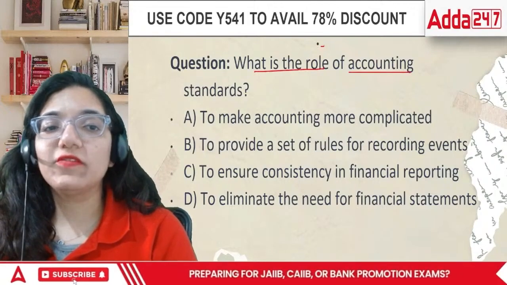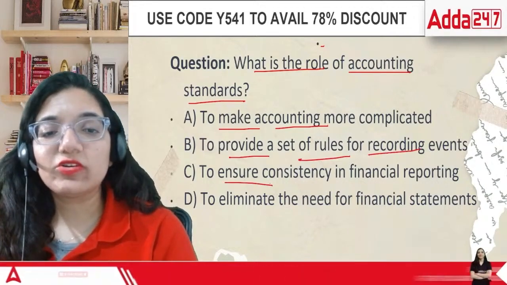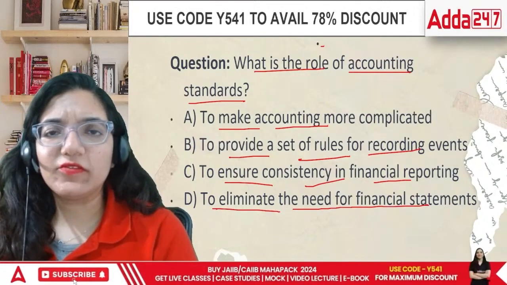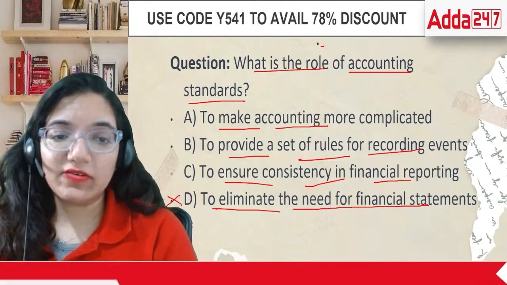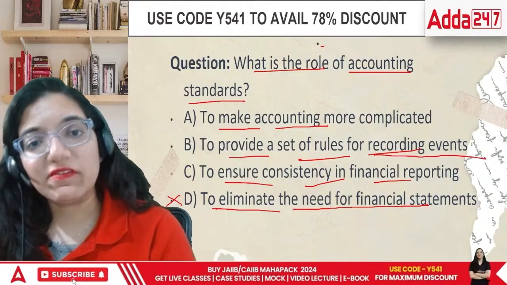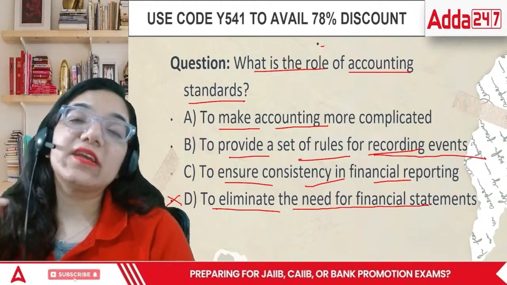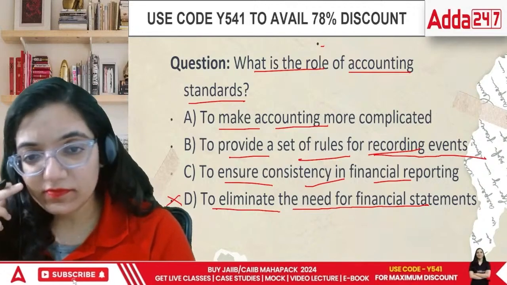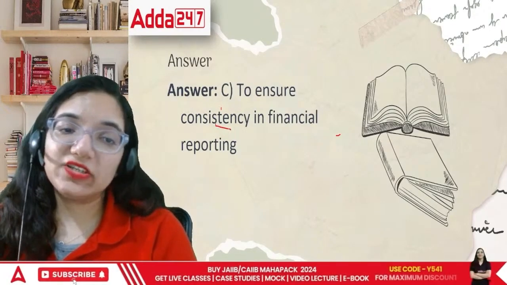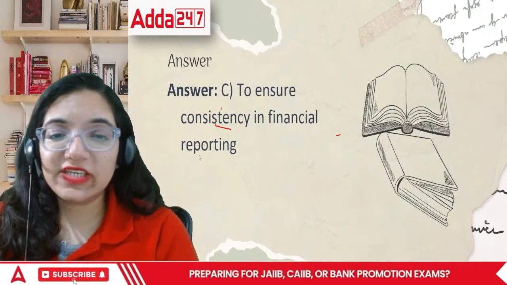Next point. What is the role of accounting standards, everyone? To make accounting more complicated, to provide a set of rules for recording events, to ensure consistency in financial reporting, or to eliminate the need for financial statements. You just can't eliminate the need for financial statements just because you made some rules. This is definitely wrong. The accounting standards are not only at the level of recording, but also at the level of understanding, interpreting, and even creating the summarized things as well. So I would say the answer is to ensure consistency, so that last year's balance sheet and this year's balance sheet are comparable, and I can also compare my accounts with your books as well. Okay?